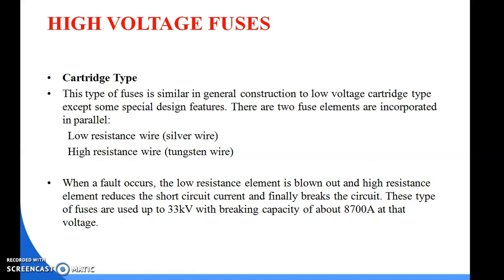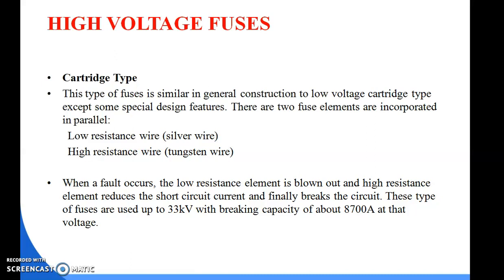There are two fuse elements incorporated in parallel. One is a low resistance wire made of silver. The other is a high resistance wire made of tungsten. When a fault occurs, the low resistance element is blown out, and the high resistance element reduces the short circuit current and finally breaks the circuit. This type of fuse is used up to 33 kV, in high kV rating substations.